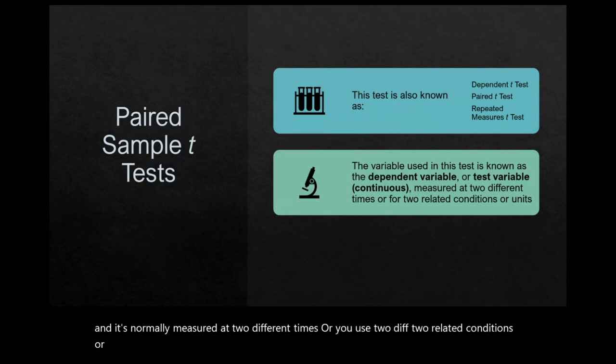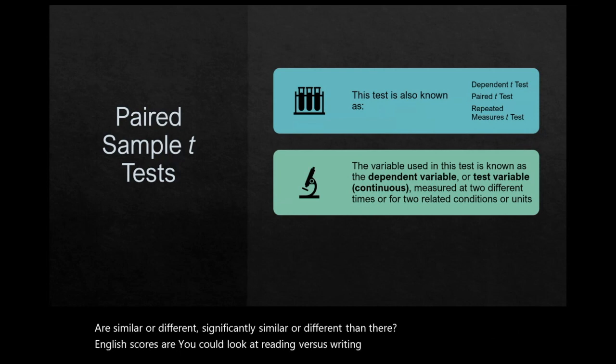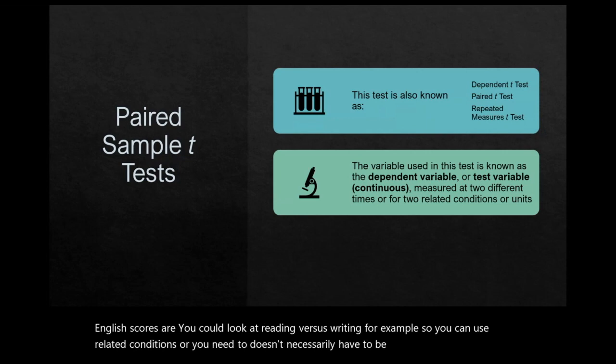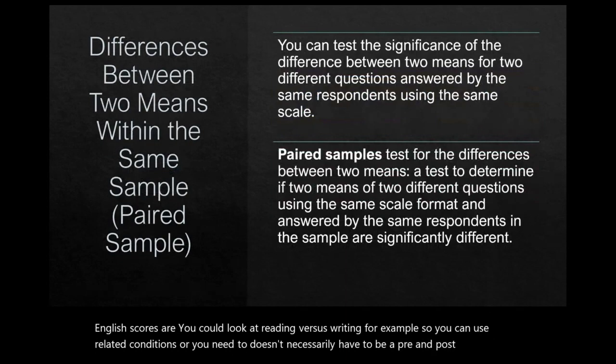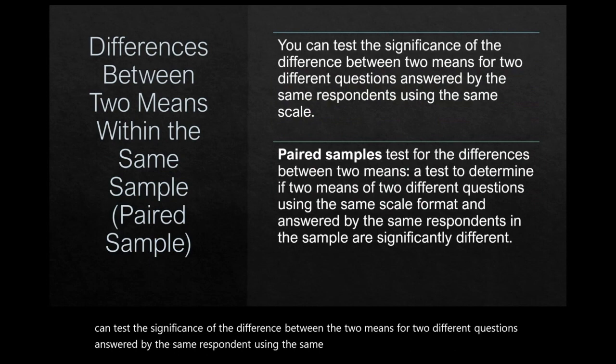So, for example, you could actually do a comparison to see if a student's math scores are significantly similar or different than their English scores, or you could look at reading versus writing, for example. So you can use related conditions or units. It doesn't necessarily have to be a pre and post, right? So you can test the significance of the difference between the two means for two different questions answered by the same respondent using the same scale. So once it is scaled the same way, then you can definitely use that.